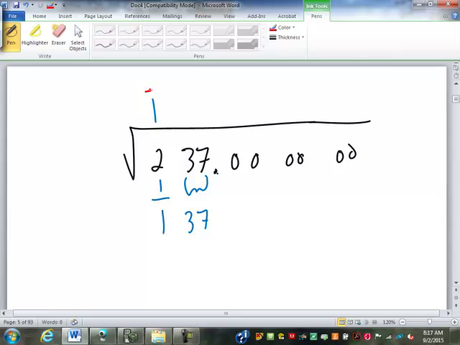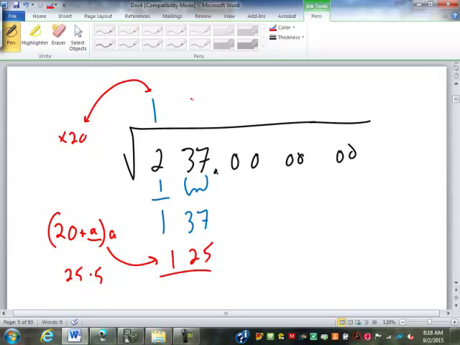I take the number that's up here times 20, which is going to be 20. Now what I'm going to do with that 20 is I'm going to add a number to it. I'm going to multiply that whole thing by the same number. So if I let that be 1, it would be 21 times 1, or 21. And I'm looking for the largest number that I can make for that letter A and still be able to subtract it here. So if I let A be 5, that's going to be 25 times 5, or 125. So 5 is my magic number there. This is going to leave me with 12 here.